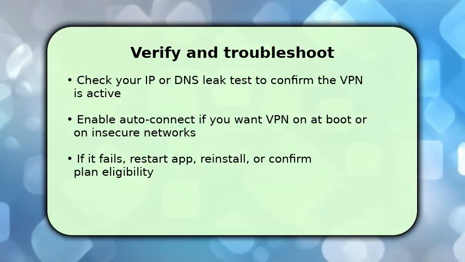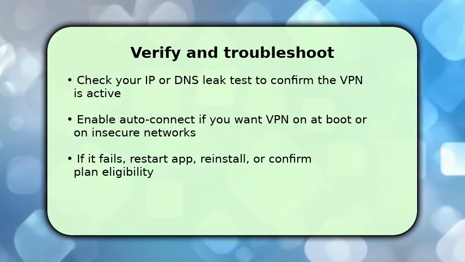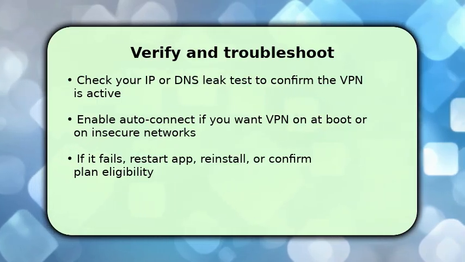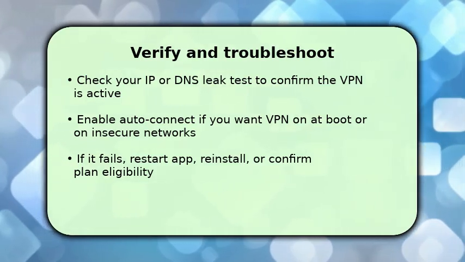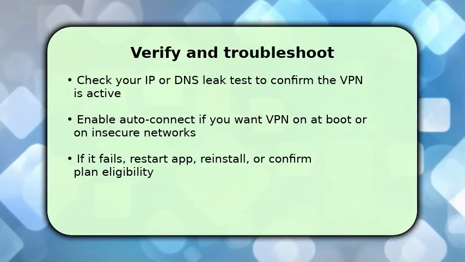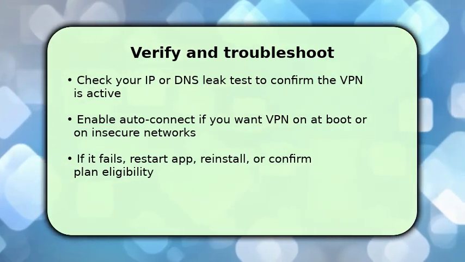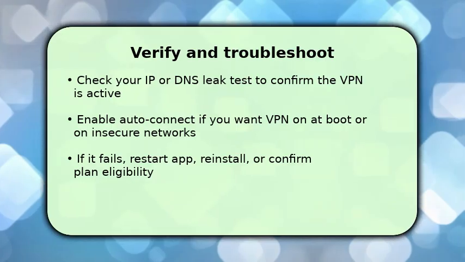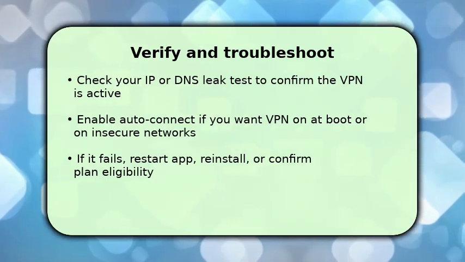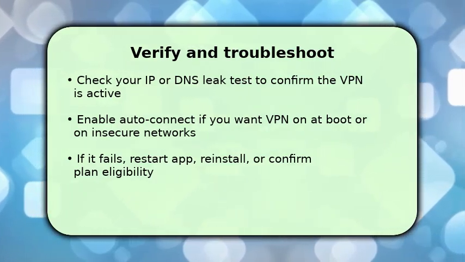If the VPN won't connect, try the key troubleshooting tip. Sign out and back into Google One, clear the app cache, then reinstall if needed. This resolves most account or config hangups. Finally, confirm your plan still includes VPN and that your OS isn't blocking the connection.